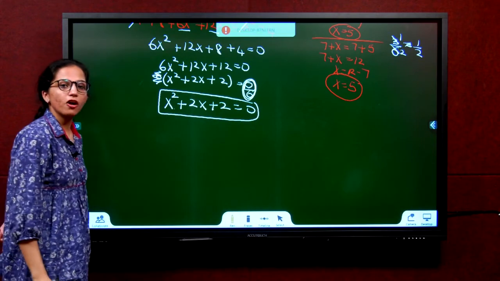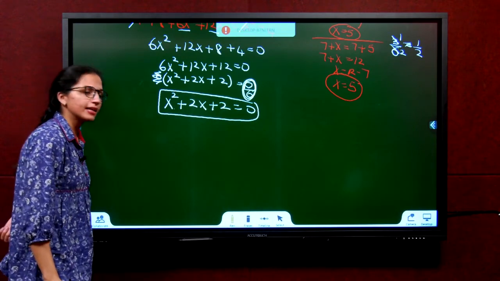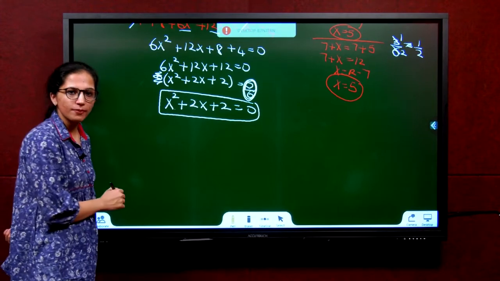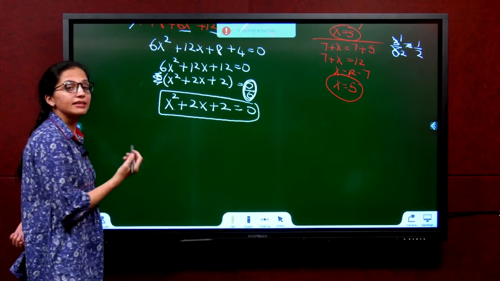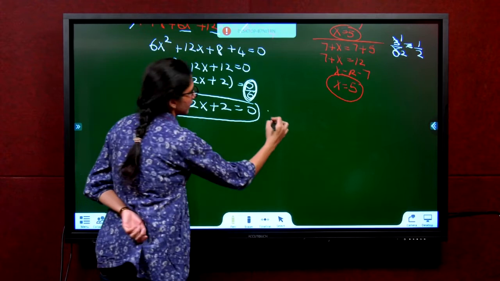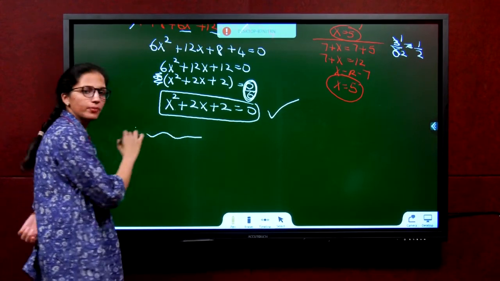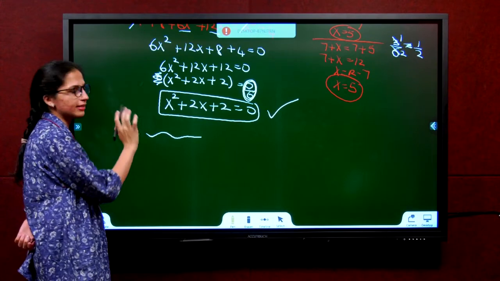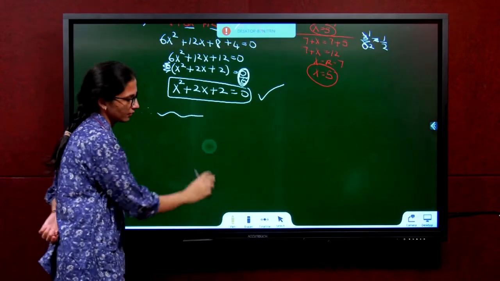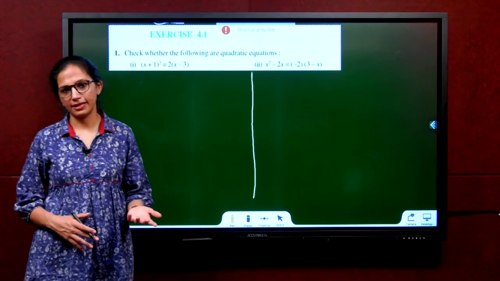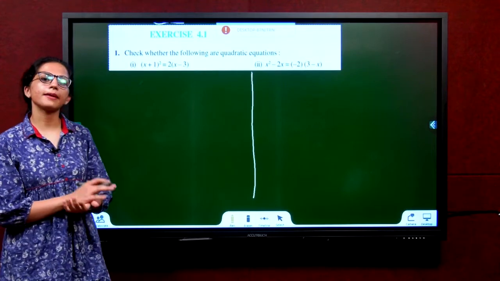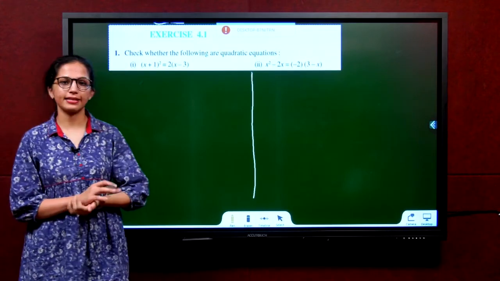Is this of the form ax square plus bx plus c? Yes, it is of the form ax square plus bx plus c. Is it a quadratic equation? Yes, it is. Conclusion, you can write as we saw in the previous examples. Follow the same method. As we saw in example 2, we will follow the same method for the exercise as well.